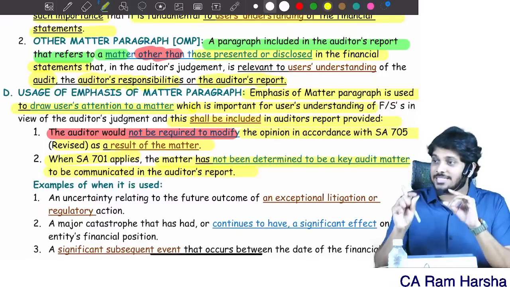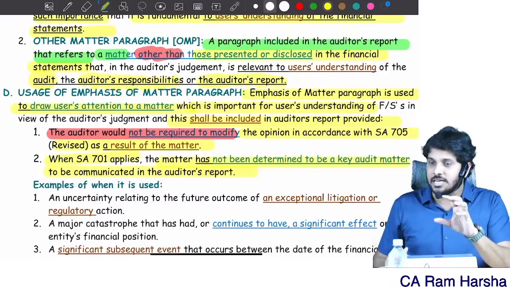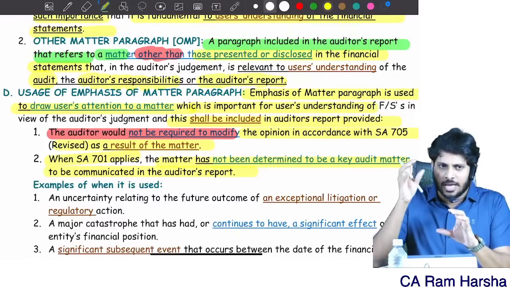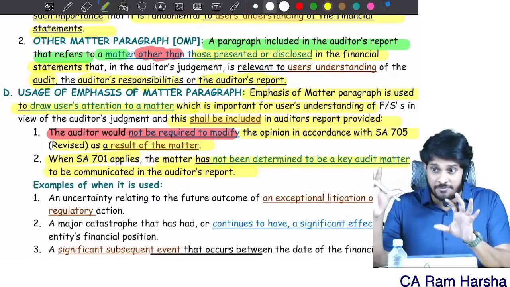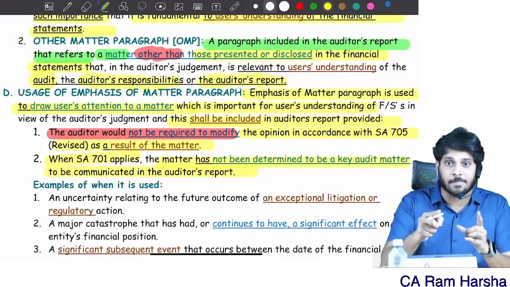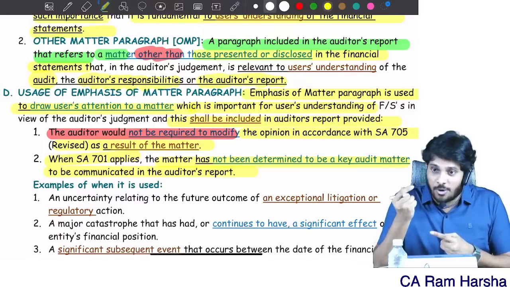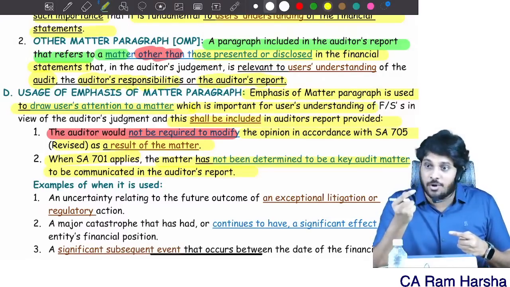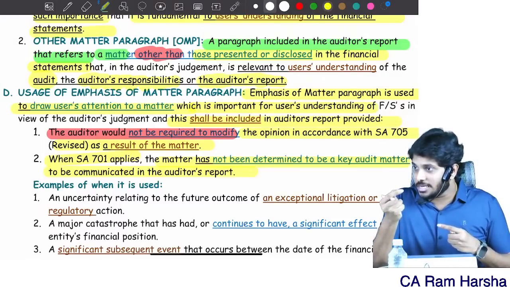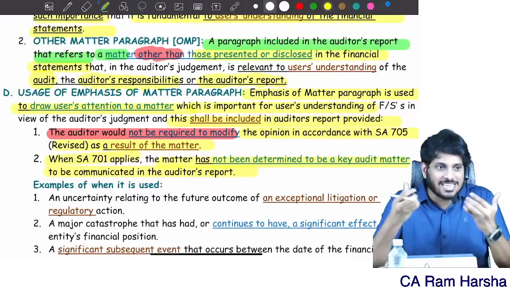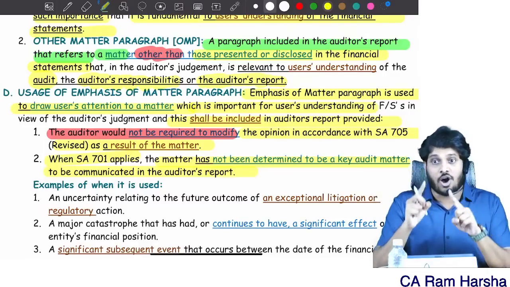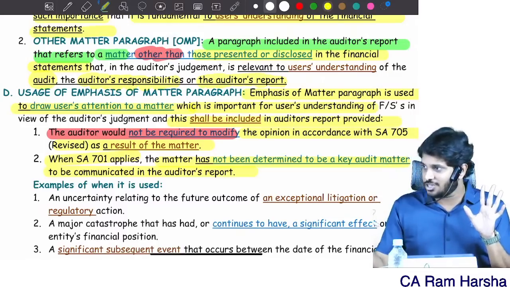So in both cases, one paragraph is where I highlight an important point in financials which I feel is important for better understanding. Whereas in other matter paragraph, I talk about the audit, I talk about auditor's responsibilities, I talk about the auditor's report. Getting it? To make them understand better on these aspects, which are not presented or disclosed in financial statements.